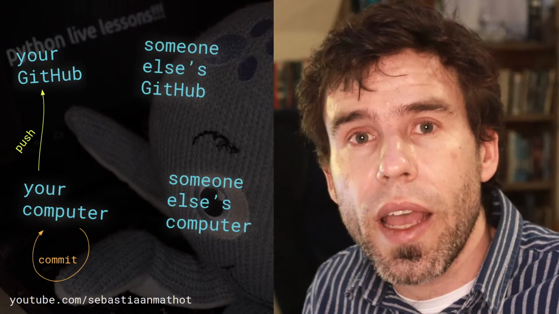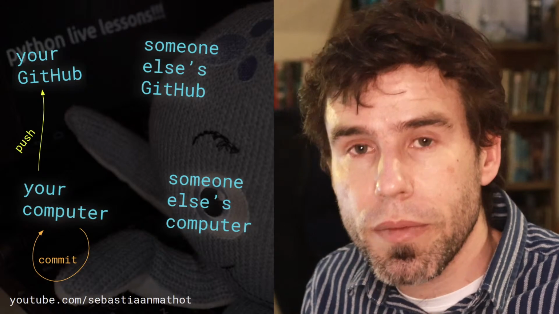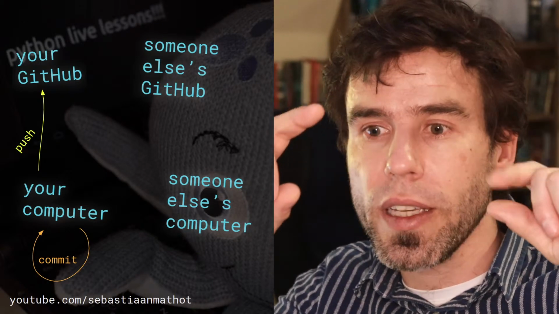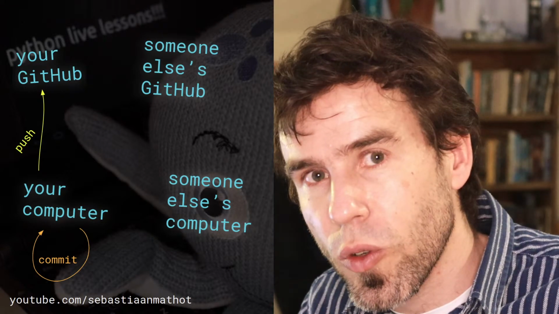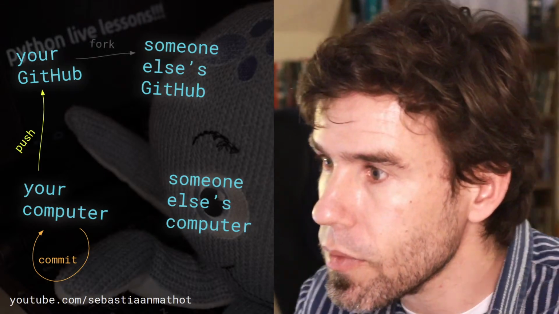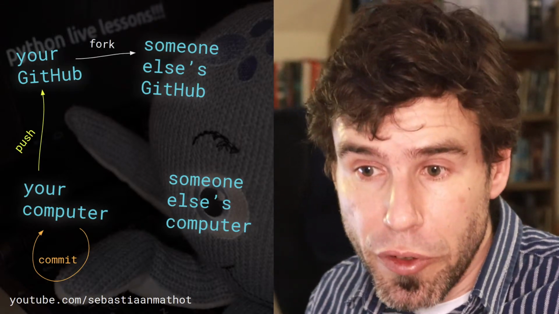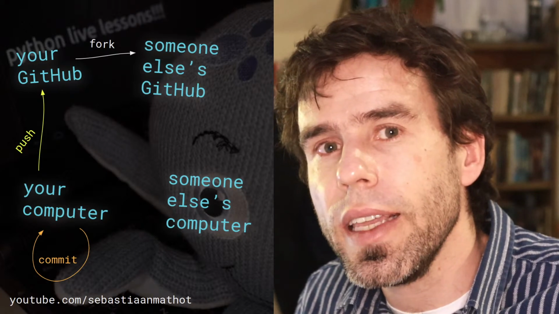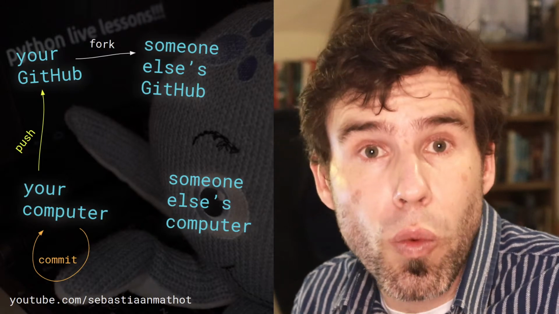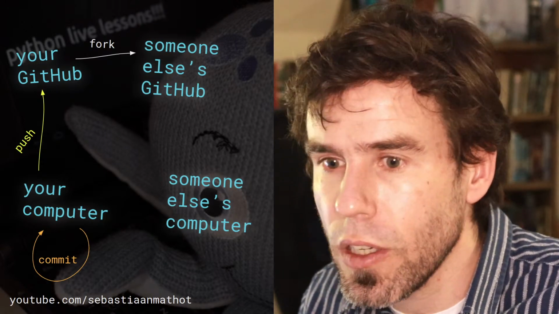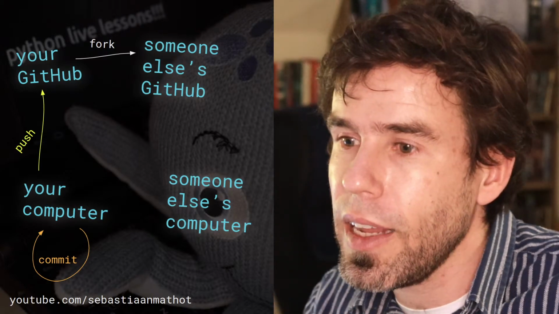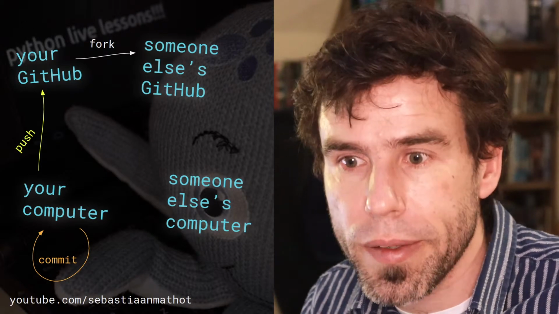Then suddenly you have 4 places where the code lives. You have your computer, you have the computer of that other person, you have your GitHub repository, and you have the GitHub repository of that other person. And how do they relate to each other? Well, the first step that other person needs to take is, of course, to create a copy of your GitHub repository, right, to work on. So generally speaking, that person doesn't work directly in your GitHub repository, but rather creates a copy, and the action of creating that copy is called a fork, a git fork.